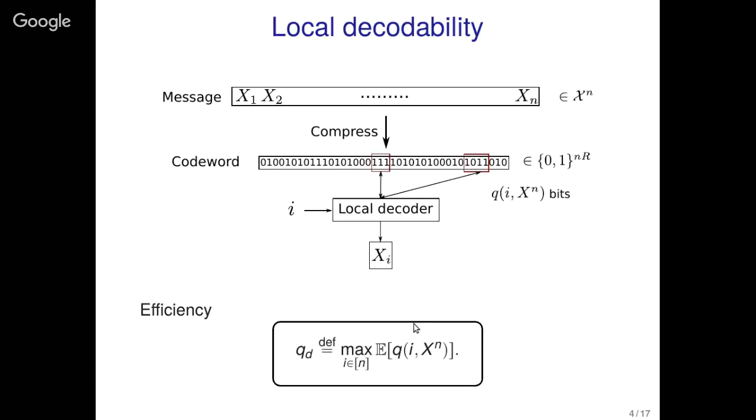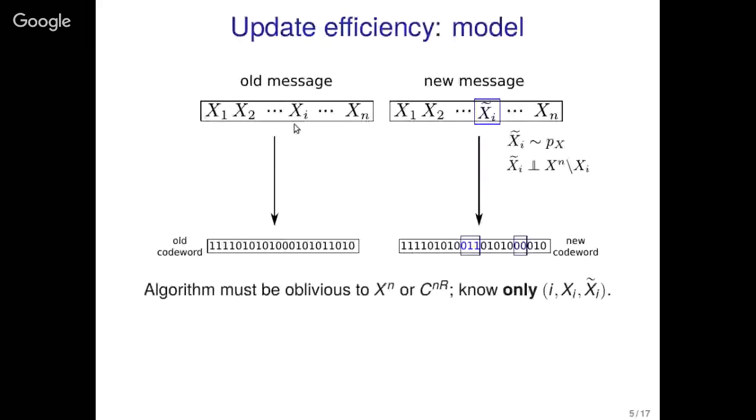On similar lines, we define local updatability, or the update efficiency. So first, we need to define a model. Suppose we have an n-sequence x1 through xn. When you compress this, you get a codeword. Now suppose we update the ith file. In other words, the ith symbol is replaced with a new symbol xi tilde. Now this, when compressed, gives a new codeword.